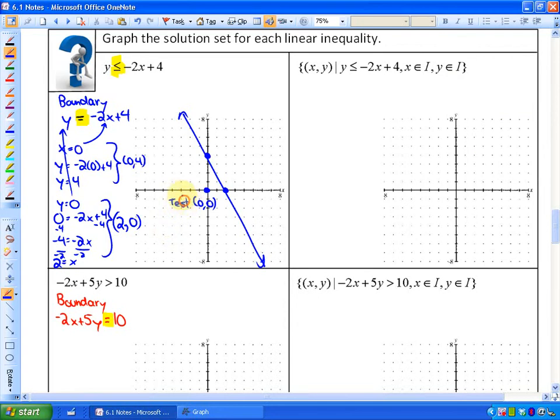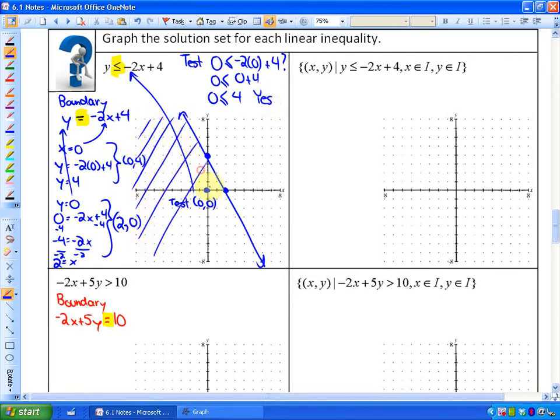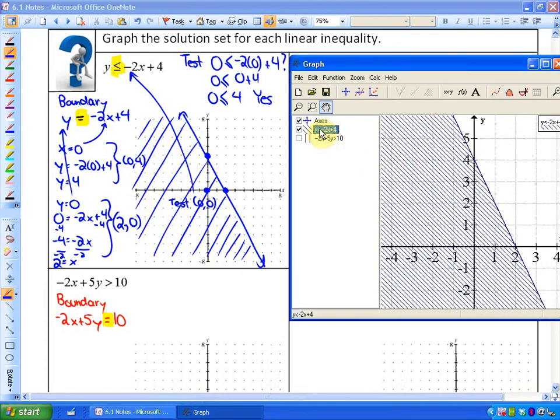Generally use 0, 0. So if I test 0, 0 in the original inequality, I substitute 0 in for y and x. Is 0 less than or equal to negative 2 times 0 plus 4? So 0 less than or equal to 0 plus 4. Is 0 less than or equal to 4? And the answer there is yes, 0 is less than 4. Since that's a solution, everything on that half of the boundary line will also be a solution. So all of these points represent solutions to this inequality, y is less than or equal to negative 2x plus 4.